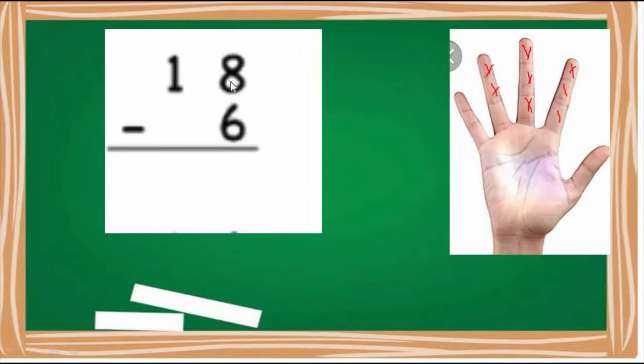So we can say that 8 minus 6 is equal to 2. 1 minus, there is not present any number. So 1 minus 0 is equal to 1. The difference between 18 and 6 is 12.